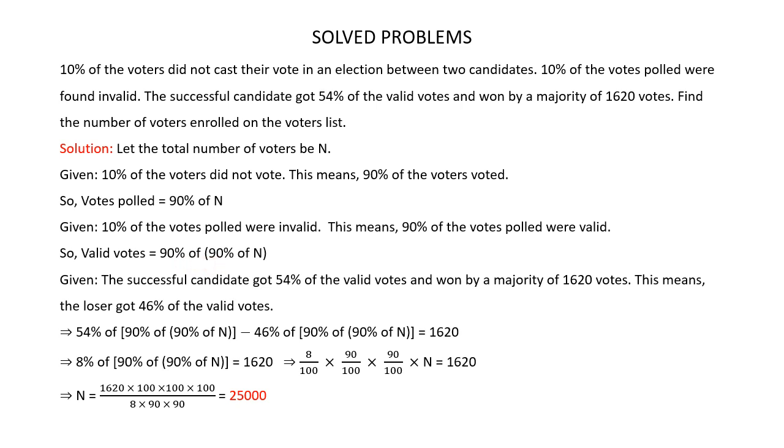It's also given that the successful candidate got 54% of the valid votes and won by a majority of 1,620 votes. So if the successful candidate got 54% of the valid votes, then the loser got 46% of the valid votes. Now, we know that the difference between the votes got by the successful candidate and the loser is 1,620. We also know that the valid votes is 90% of 90% of n.